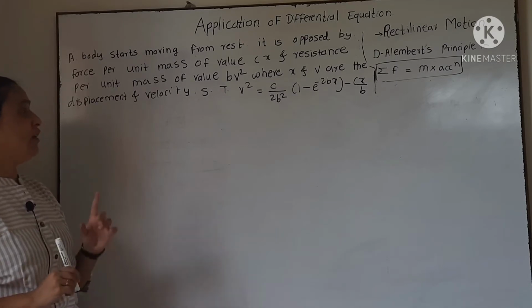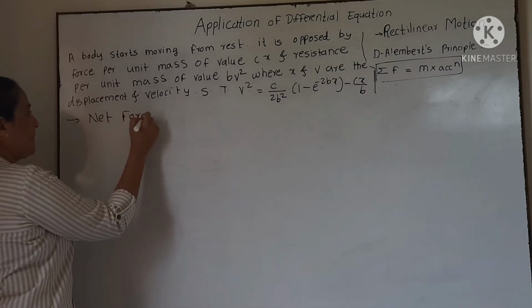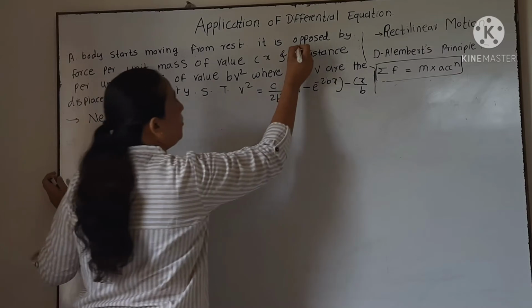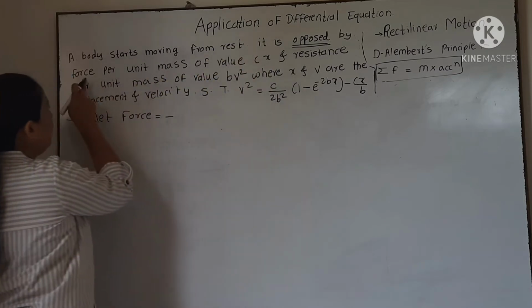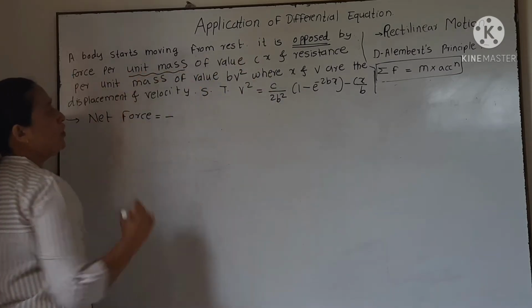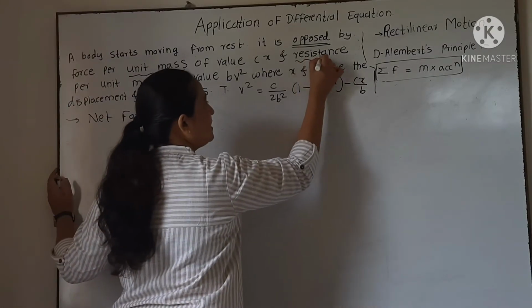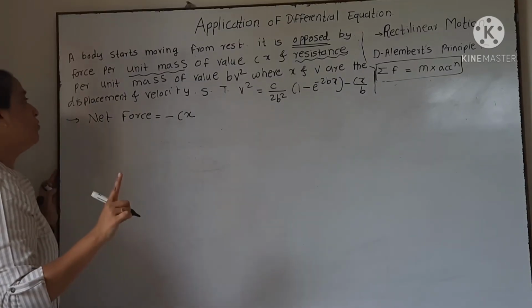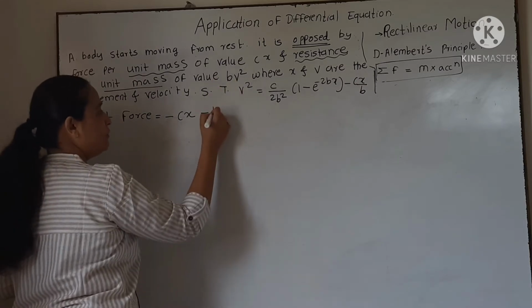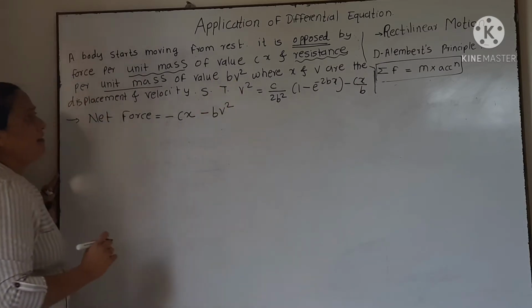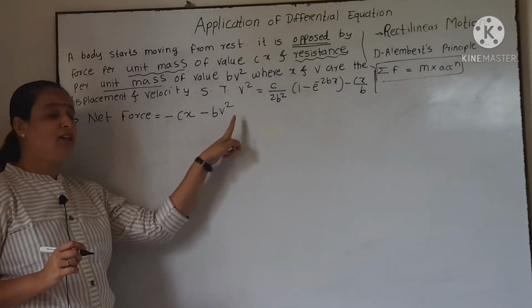Now first we'll write down the forces acting on a particle. So net force is equal to, it is opposed by, opposition to the motion, therefore the sign will be minus. It is opposed by force per unit mass. The force is given for unit mass of value Cx, so it is minus Cx, and the second one is resistance. Resistance, that means again opposition to the motion, per unit mass of value bv square, that means minus bv square. Resistance, therefore the sign is negative. So the net force acting on a particle is minus Cx minus bv square.